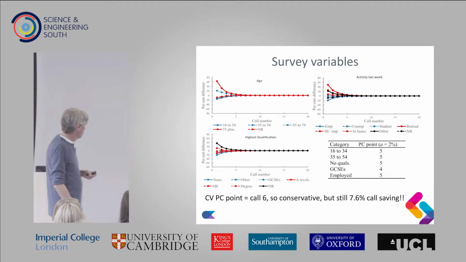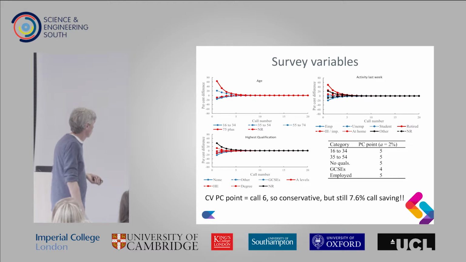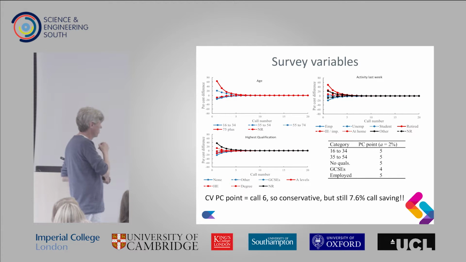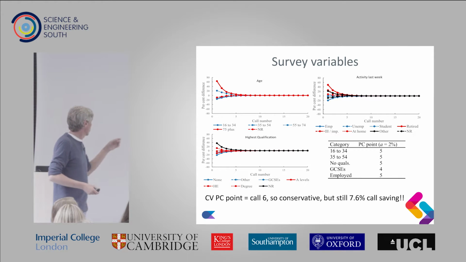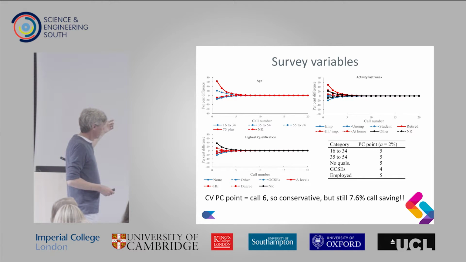Right, okay, so these are just 3 of the survey variables we got. So age, highest qualification, and in the top right-hand corner, activity last week. Now, all I've done here is an equivalent to what I've been doing with these representativeness indicators. And obviously, I don't know the actual non-response bias in this, so what I'm looking at is the change in the estimate. So all I've done is calculate a percentage difference from the final data set value and just track that across the call record.